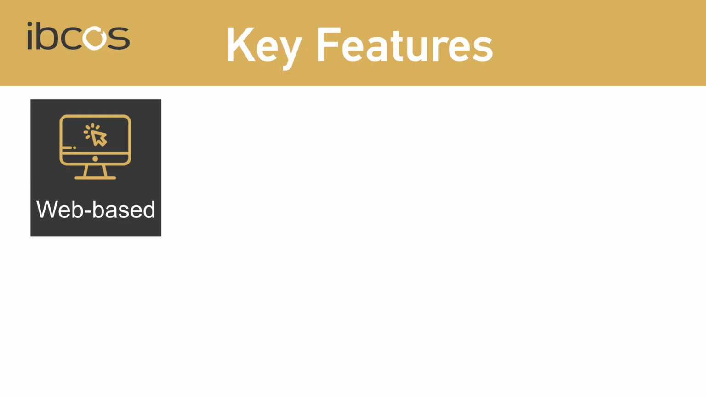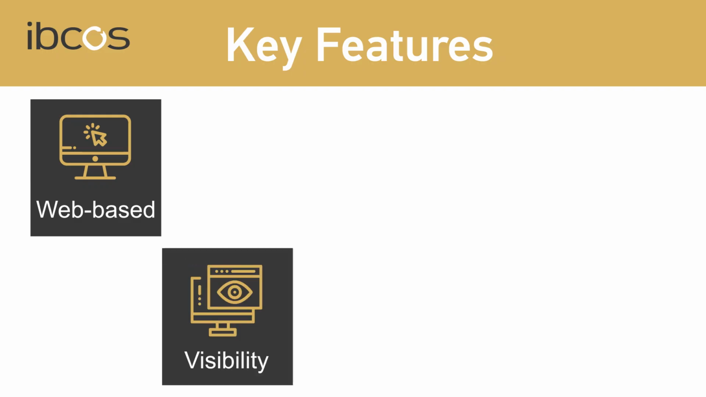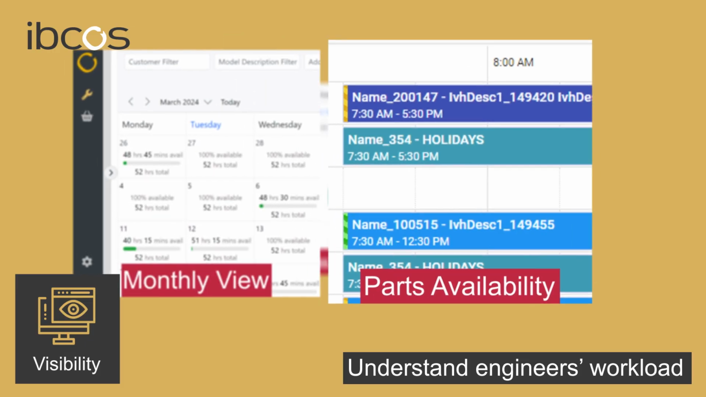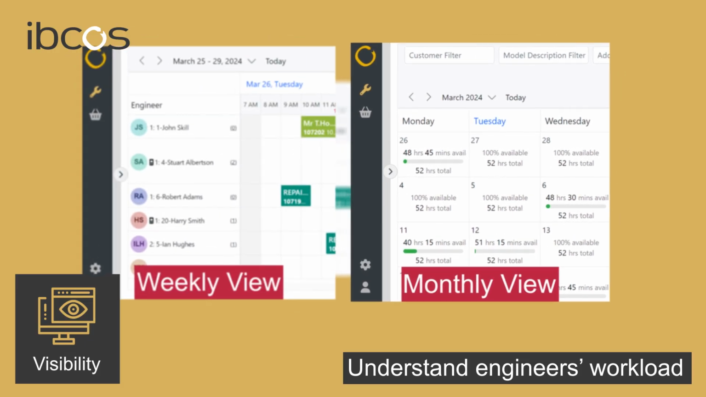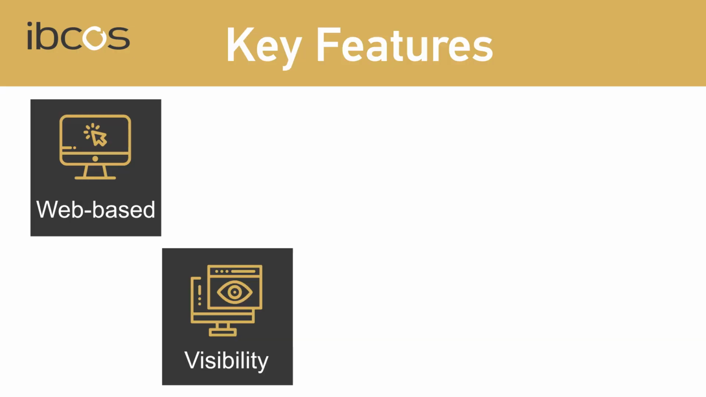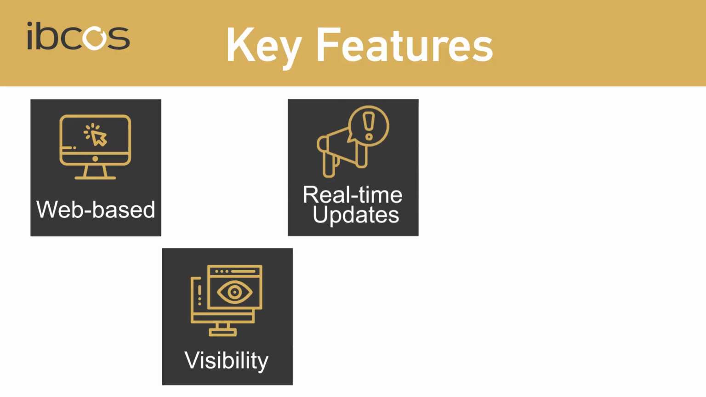Next, detailed information means better visibility. You can get information on your parts availability to understand stock and parts on order. You can also understand and enhance your engineers' workloads with various views to see their agenda on a monthly, weekly or daily basis. The new scheduler also gives you real-time updates.